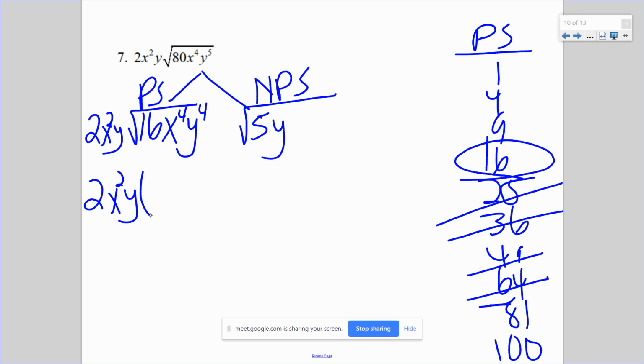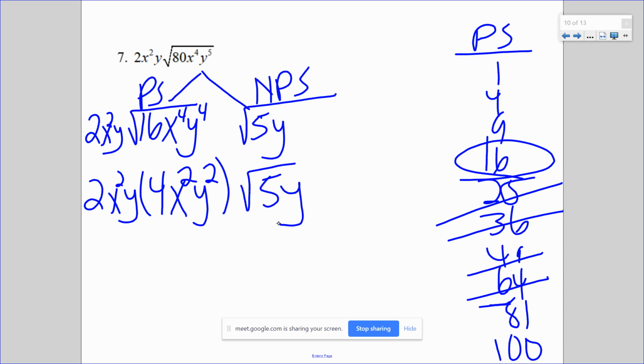I take the square root of my perfect squares. Square root of 16 is 4. Square root of x to the fourth is x squared because I divide the power by 2. Similarly, the square root of y to the fourth is y squared. My non-perfect squares come down. Then I multiply: 8x to the fourth, y to the third, rad 5y.